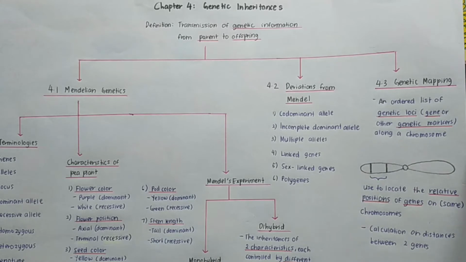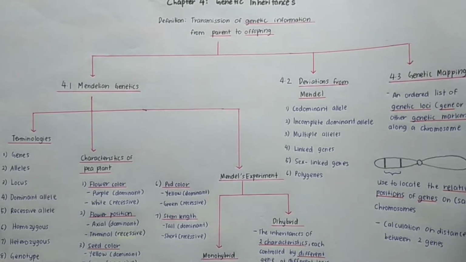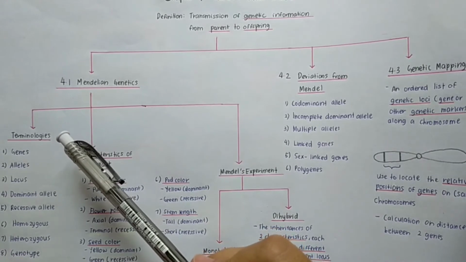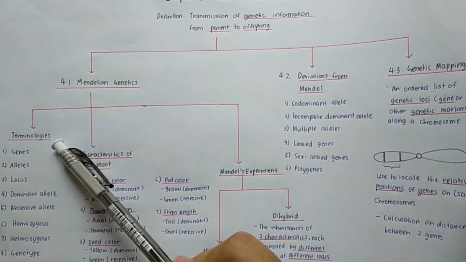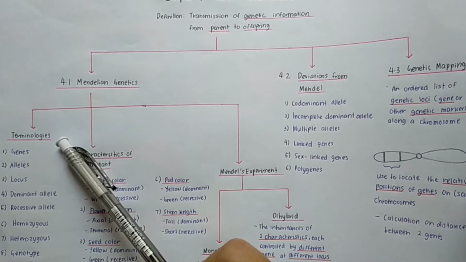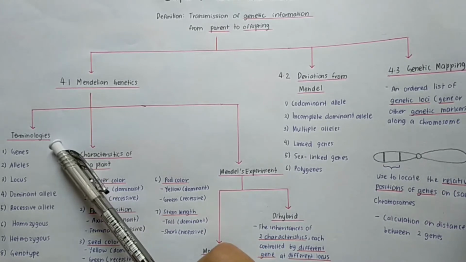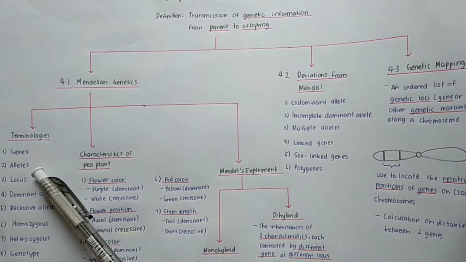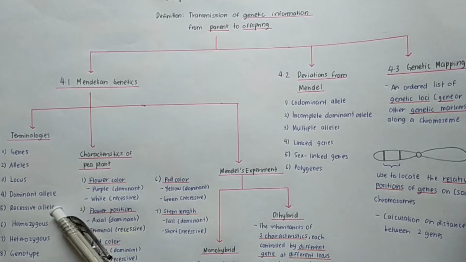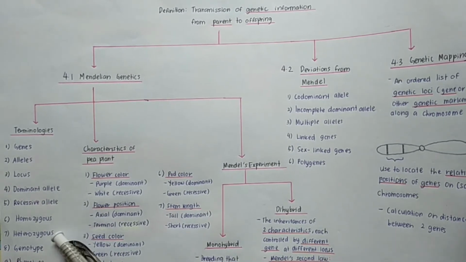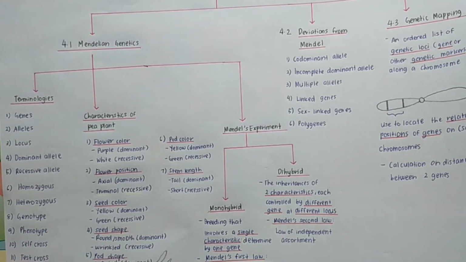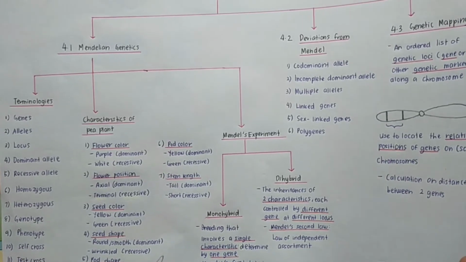Now let's look at the overview of the subtopics in this chapter. Let's look at subtopic 4.1 first. For Mendelian genetics, before we proceed to the next learning, you have to know about the terminologies first. Maksudnya awak mesti kena tahu beberapa terms ataupun terminologies yang penting di dalam chapter ini. First of all, you have to know the meaning of genes, allele, locus, dominant allele, recessive allele, homozygous, heterozygous, genotype, phenotype, self-cross, and also test cross. So you have to differentiate all of these terms.